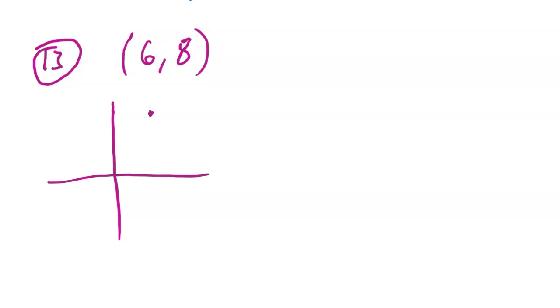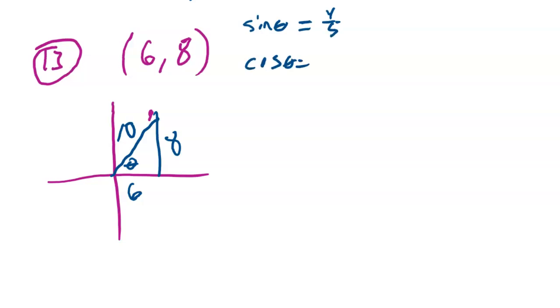All right, 6, 8. Okay, so 6, 8 is up here. That seems relatively easy. You know, draw this 6, 8. There's theta. This is 6. This is 8. I believe this is a 3, 4, 5 right triangle. I hope this is 10. Let's see, 64 plus 36 is 100, so it is 10. And then we find all our trigonometric functions. So sine theta is 8 over 10, or if I want 4/5. Cosine theta is 6 over 10, or if I want 3/5. Tangent theta is 8 over 6, or 4/3.